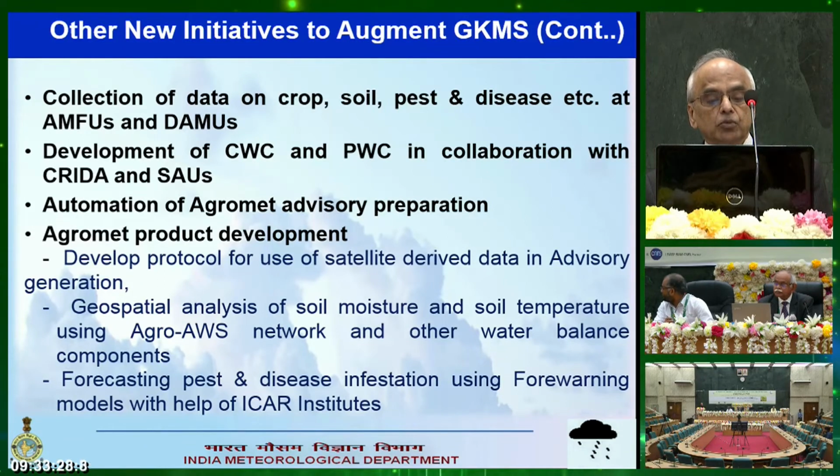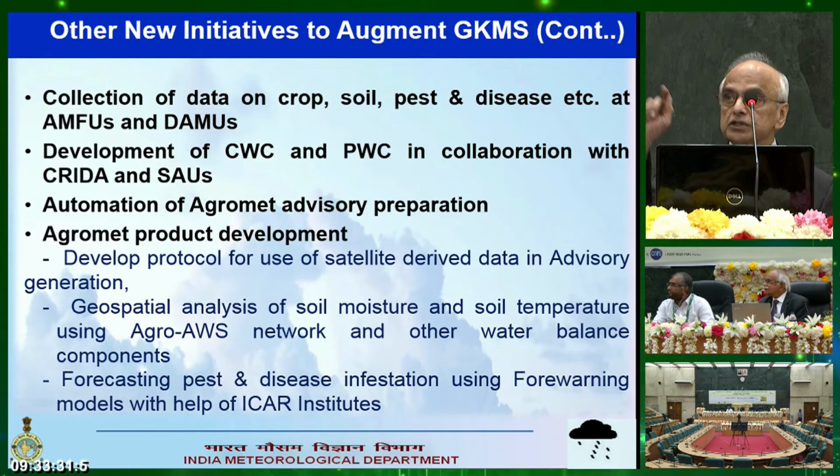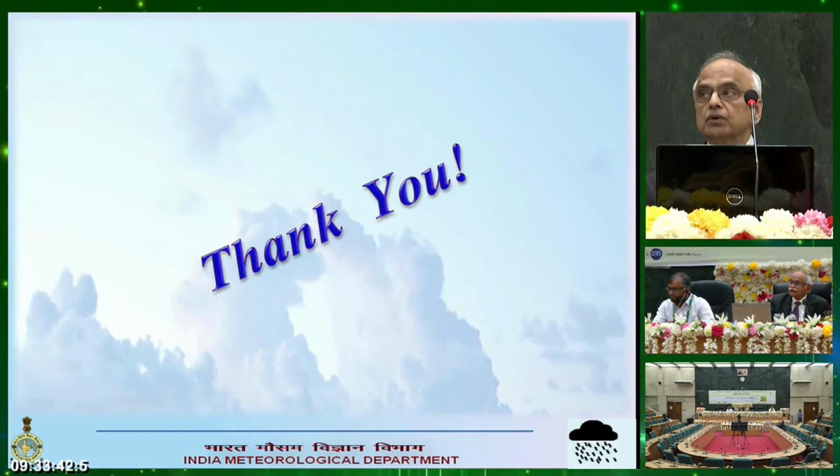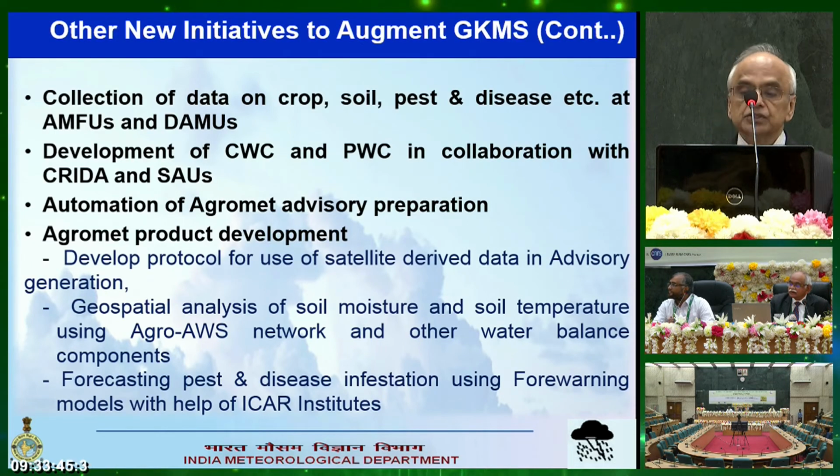For example, how can we address the issue of crops, soils, pests and diseases in these various districts, and what can be done in terms of collaboration with CRIDA, the Central Research Institute for Dryland Agriculture, and SAUs, automation of agromet advisory preparation and agromet product development. Agromet product development is very, very important, they are listed there. Developing protocols, geospatial analysis of soil moisture and soil temperature, and forecasting pest and disease infestation. So that is what is discussed in this issue.